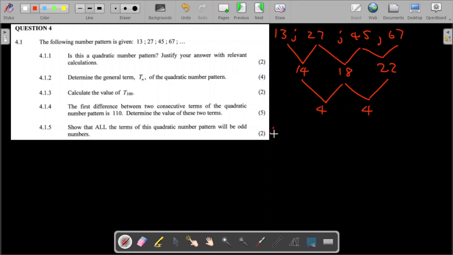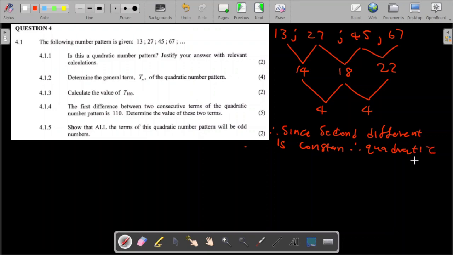So from here, since the second difference is constant, therefore this is a quadratic pattern. These are the relevant calculations that we needed to do.